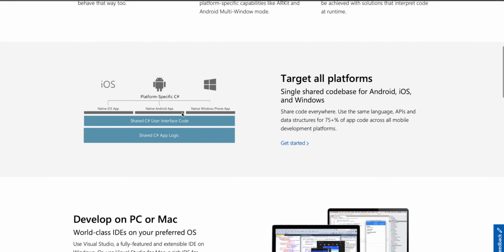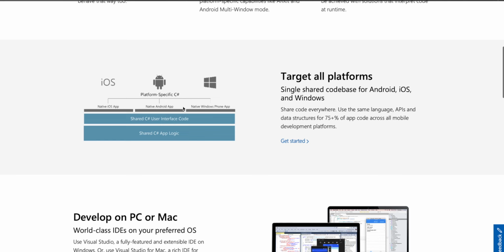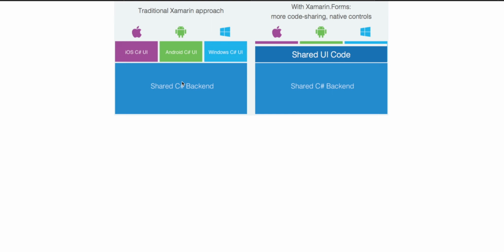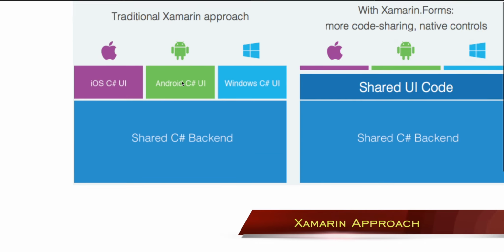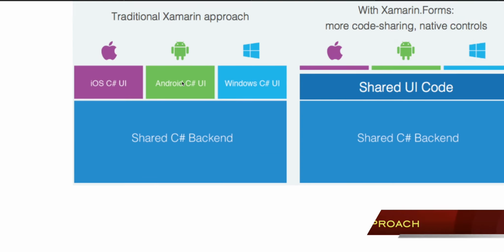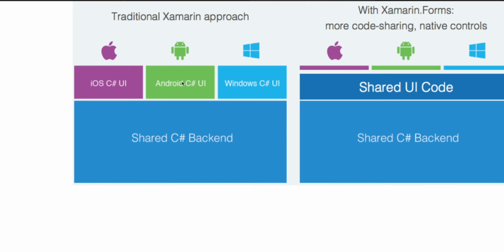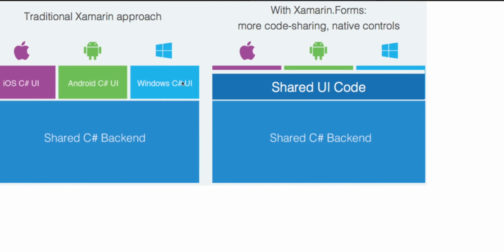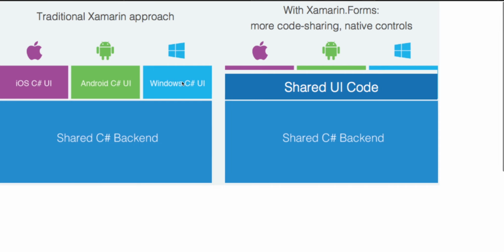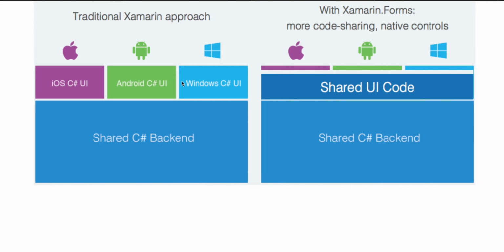If you see in this website, you can see things like target all platforms. So what does this mean? This is also illustrated in this picture. There are two different approaches that Xamarin uses. There is a Xamarin Forms approach, and there is the traditional Xamarin approach. In this series, we'll be talking about the Xamarin Forms approach, and not the traditional Xamarin approach. So what is the basic difference between these two?